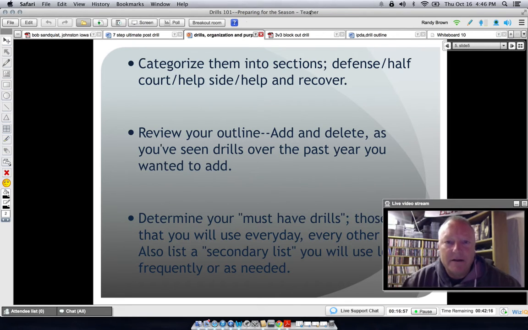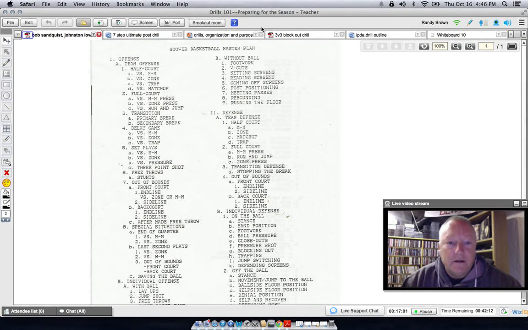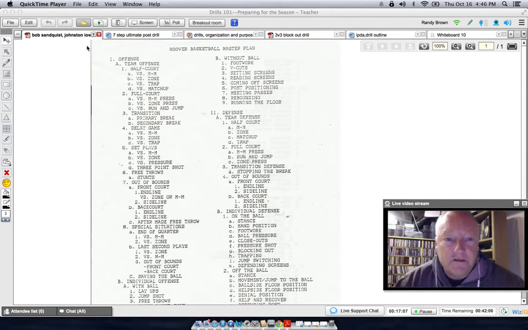With that, I want to show you something. A friend of mine, Coach Bobby Sandquist, out of Des Moines, Iowa, who I've known for a long time, put this basketball master plan together about 15 years ago when he was the head coach at Hoover. And this is a great example of a skeleton outline. He's basically taken everything that he needs to prepare for and teach during the season and broken it down into a master plan.